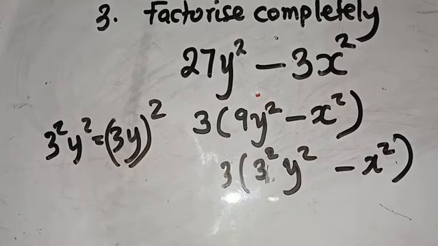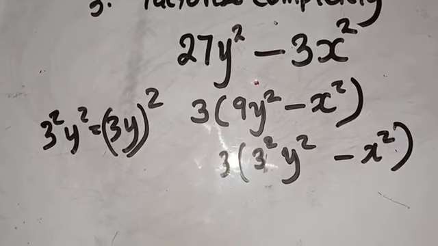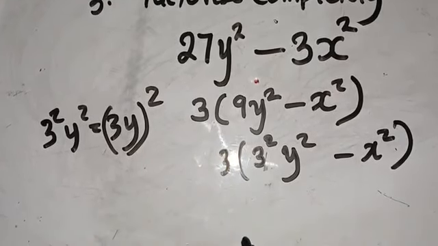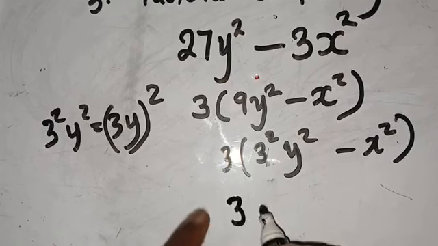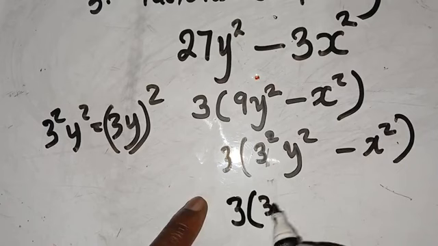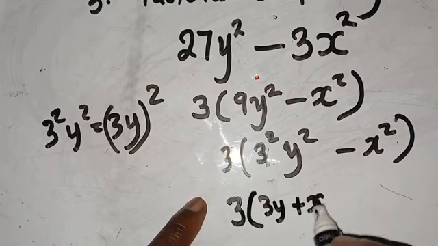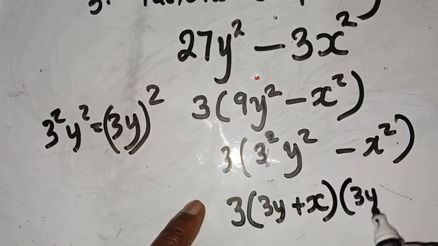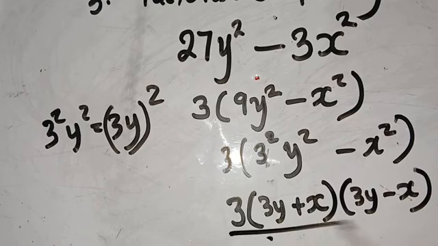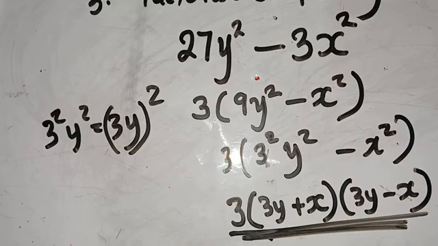So finally, we can have our answer in this form, where we need to write the answer using the rules of factorizing a difference of two squares. So we have 3, then (3y plus x), and then (3y minus x). This, ladies and gentlemen, is what is going to be our answer. I hope you're following me.